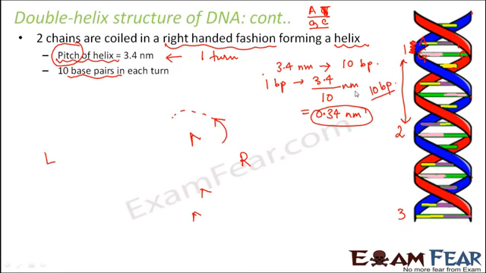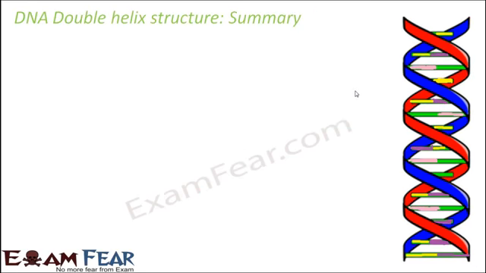So I hope you understood how the structure of a helix actually is. Whenever we talk about helix, we will talk about these terms like pitch. Pitch is nothing but one turn of the helix. Now with these data, we can actually calculate how many total base pairs can exist in one DNA. We will do all those calculations a little later. So this was about the double helix structure.